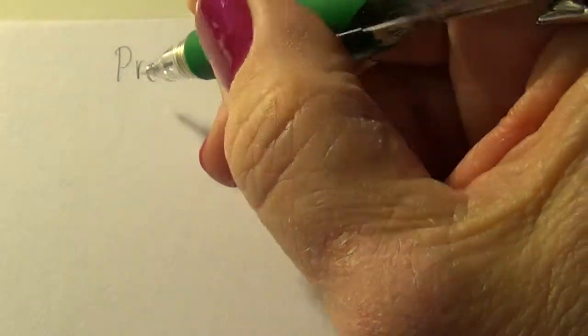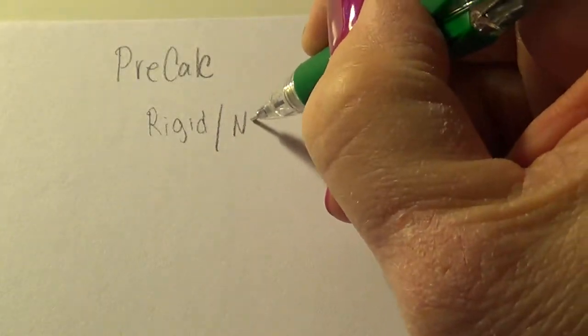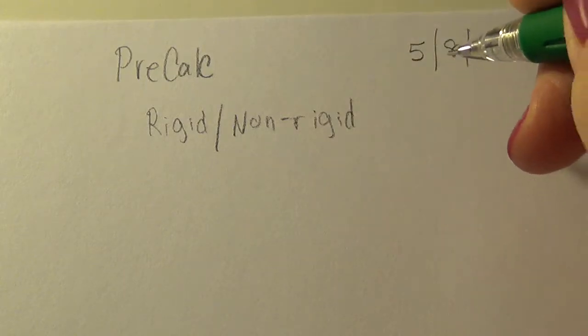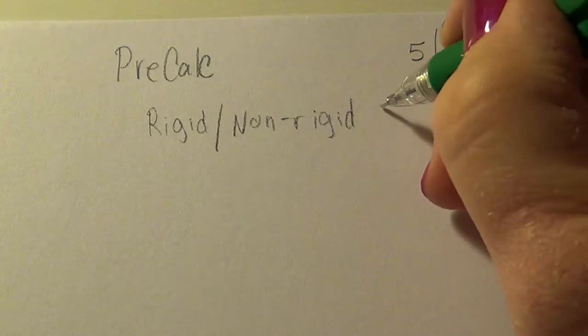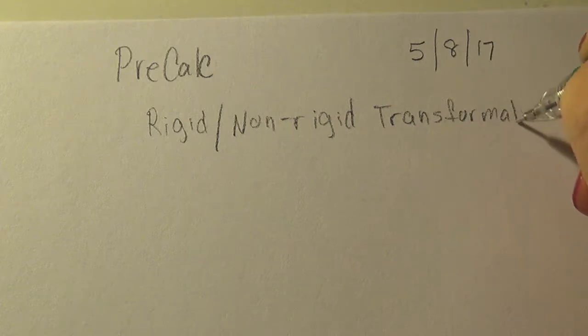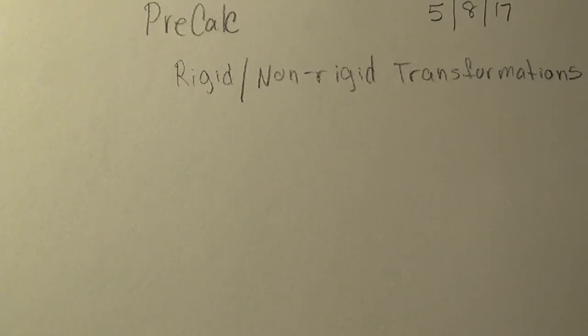It's the 8th after Monday's class, and we are studying a tiny whiny little topic. So I can whine. It's so tiny whiny. We're going to study rigid and non-rigid transformations. Alright, no whining from you because I've already done the whining. Let's look at what I mean by that.